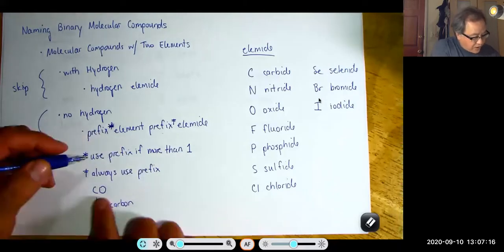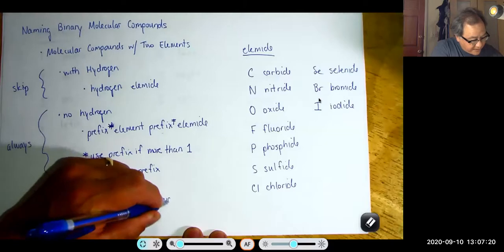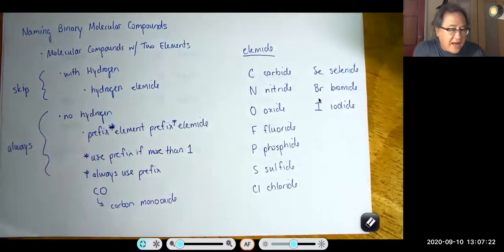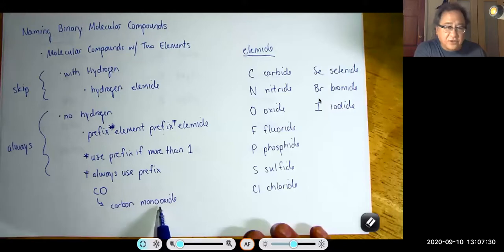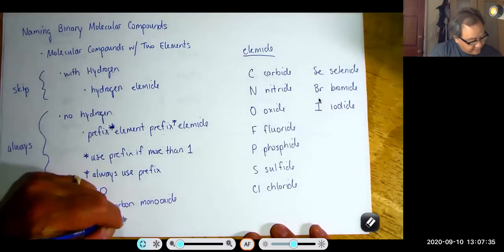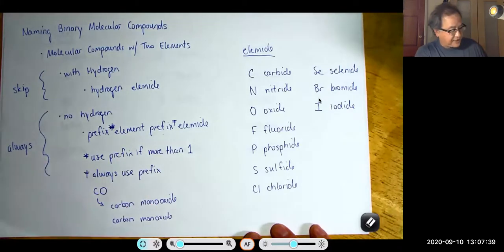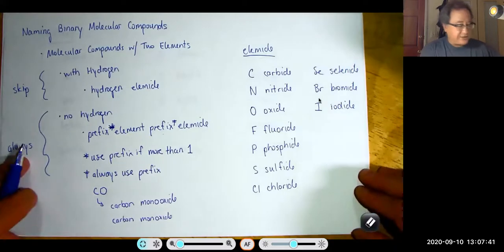So since there's 1 oxygen, we're going to call it monoxide. Now often when you have these prefixes plus the element-ide together, if there's two vowels in a row, you get rid of one of them. So this becomes carbon monoxide. Okay, so that's how you name these things. Let's take a look at some examples.